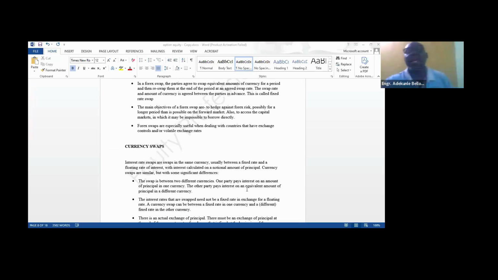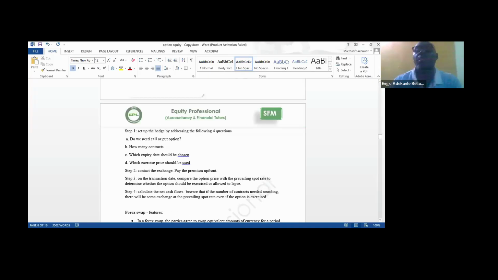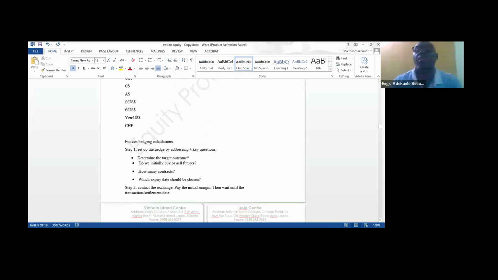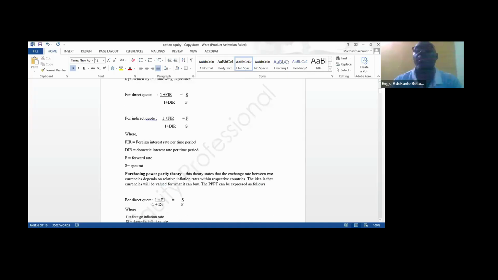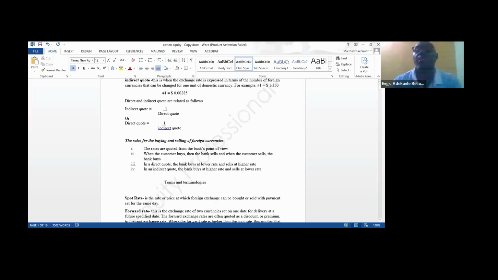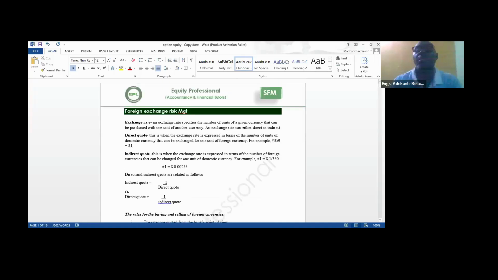Tonight, we are moving to a new topic. We shall be looking at foreign currency risk management. Our topic tonight, foreign exchange risk management.